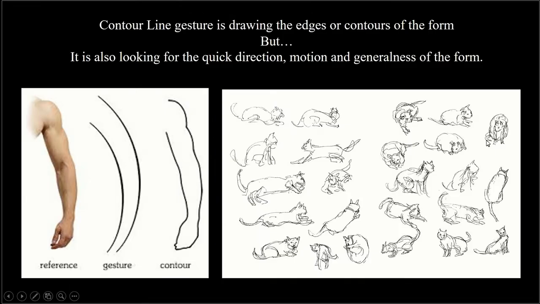It's all about the exterior outside edges of the form, and even in this gesture drawing of a pencil cup, you can see that. Contour line gesture is drawing the edges and contours of the form, but it's also looking for the quick direction and motion and the generalness of the form itself. So here you can see a contour of the arm, and here you can see the gestural application of that arm. It's really looking at the movement that's there.